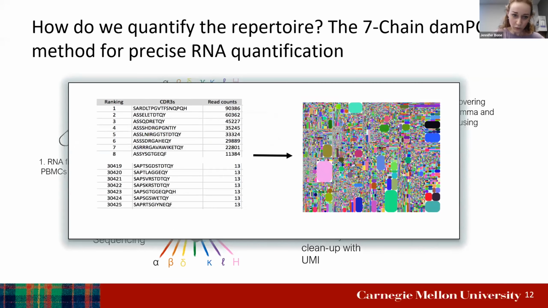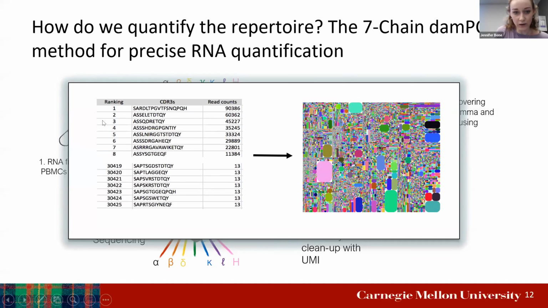So what we get when we get this data is our CDR3 represented as a sequence of amino acids, and the subsequent read counts, basically the number of times that the CDR3 is observed in the sample. And here you can see that they're ranked in terms of how clonal they are, how often they appear.